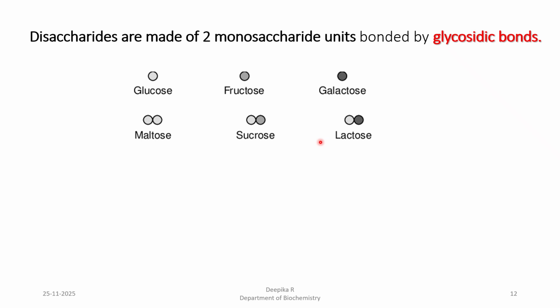So this thing you have to remember, disaccharides are always composed of monosaccharide units only. Maltose has 2 glucose units, sucrose has 1 glucose and 1 fructose unit, whereas the lactose structure has 1 glucose and 1 galactose unit in it.